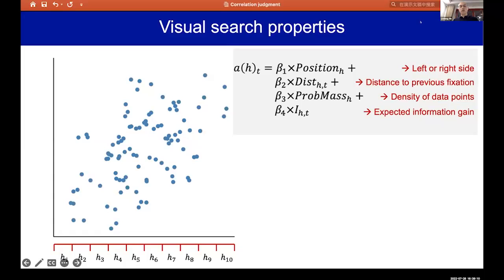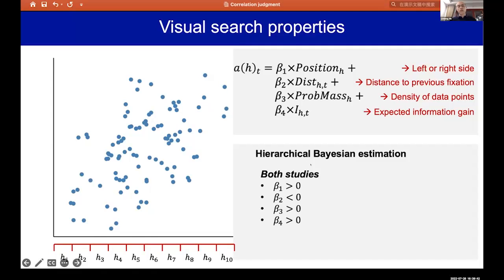And I'm not going into details, but this is related to optimal experimental design, in terms of choosing the most informative data points for regression. So we can calculate this expected information gain for each bin and put it here in the regression. And with this model setup, we estimate those parameters beta 1 through beta 4 under a hierarchical Bayesian framework.